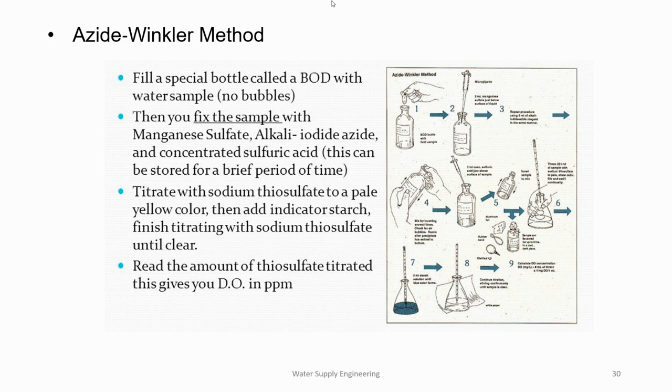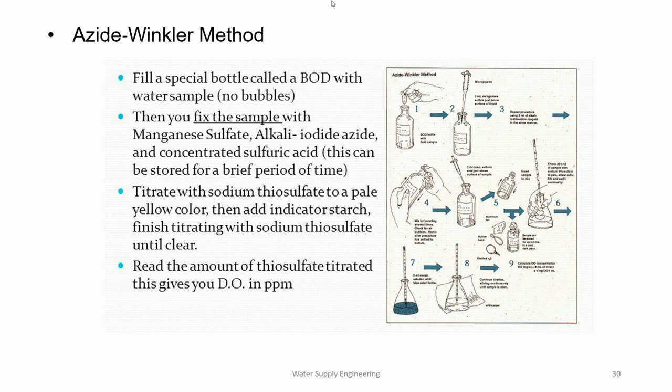So in the Azide Winkler method, this is also similar to the Winkler method, except that the components that we are adding during titration may slightly change. So here also we have to fill the sampling bottle with the water sample without any air. Then we have to convert it into an acid. That's a fix. We have to fix it. For that, we'll use manganese sulfate, alkali iodide azide, and concentrated sulfuric acid.